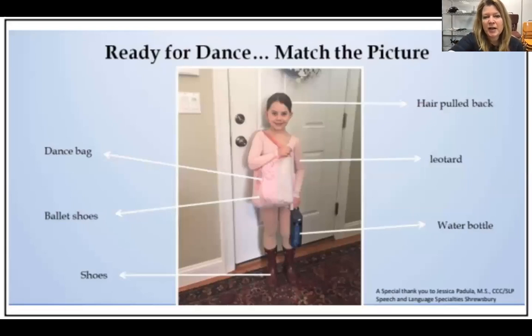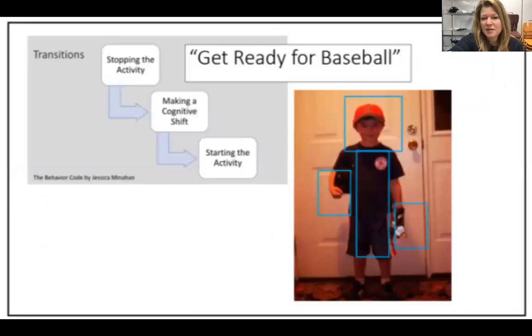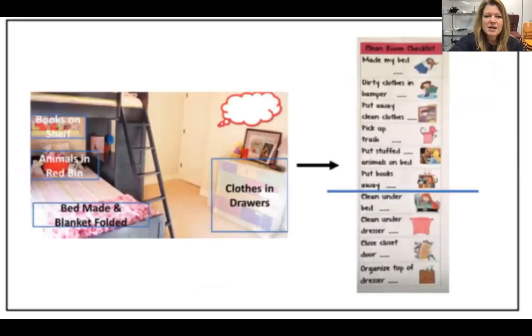Just another example of getting done. Second time I have that in there. So here's that picture with things labeled. Getting ready for baseball. These are the things I need. Could be something like at home, like organizing their things and understanding that everything has a place.